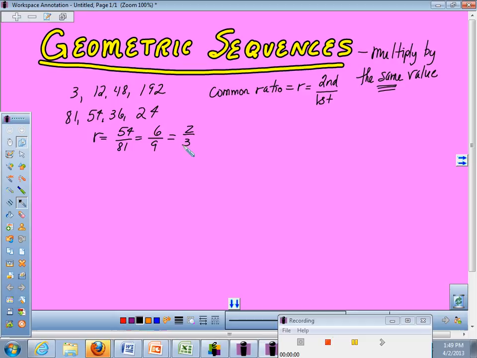Okay, now, here's another interesting case. Is this geometric? It goes 5, negative 15, positive 45, negative 135. Is he right? He's multiplying by negative 3. So, is it okay for it to go positive, negative, positive, negative? Yeah, if your ratio is a negative number, it's going to do that. Perfectly fine. So if you see it alternating, don't flip out about it. That just means it's a negative ratio.